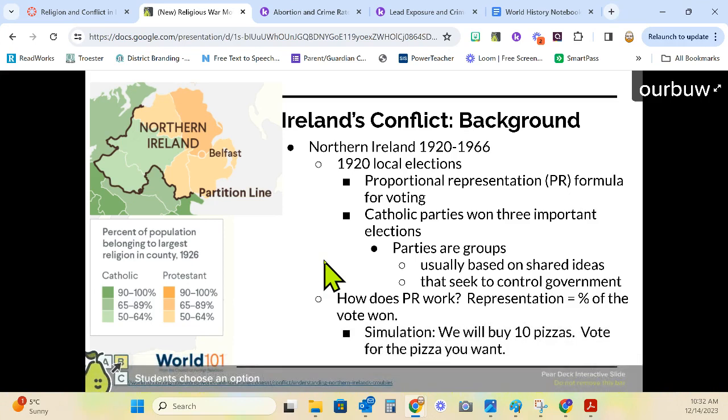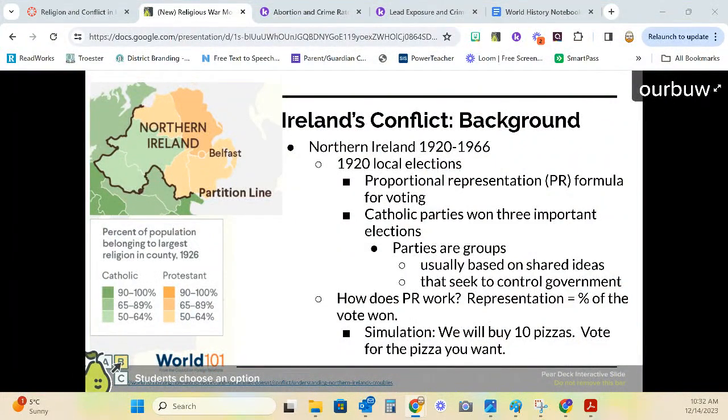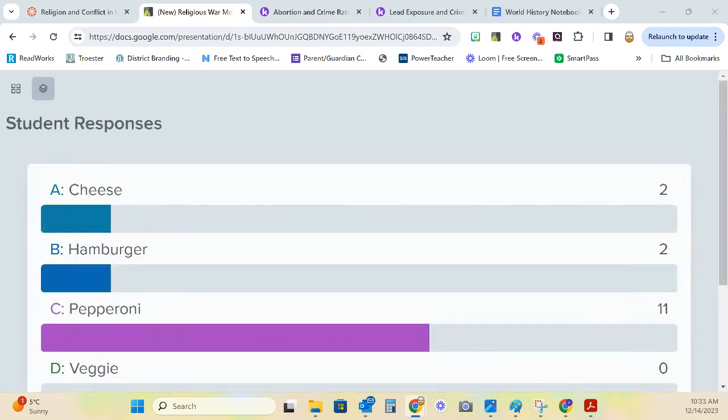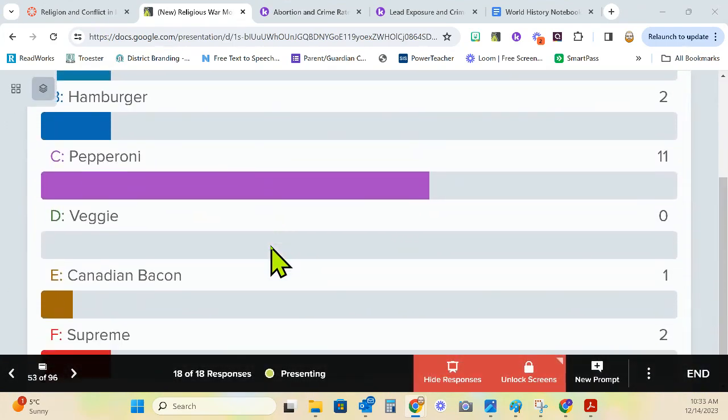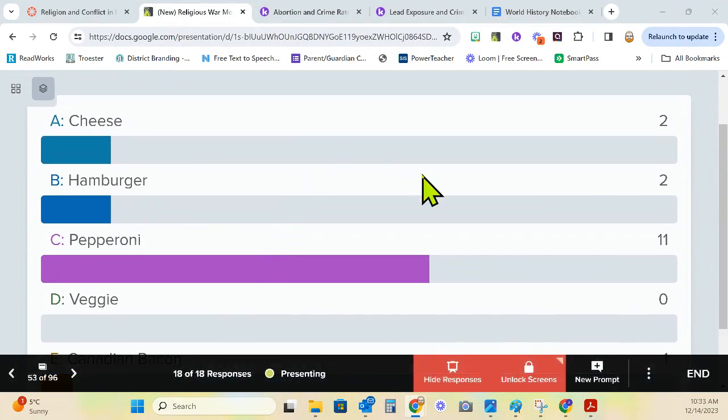We're going to simulate this by pretending to buy 10 pizzas. So if some students in the past, like the first time I did this, thought I was actually going to buy 10 pizzas, I'm not buying 10 pizzas. But imagine that we were going to buy 10 pizzas and vote for the pizza you want. There's no write-ins. You have to pick one of those choices. We're going to take 15 seconds out of that 30-second time for you guys to finish making your choices. Okay. You've made this interesting. A little bit more challenging, if that's okay.